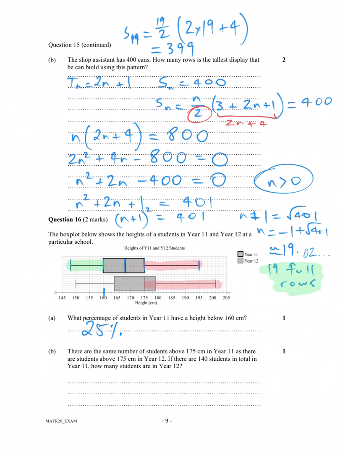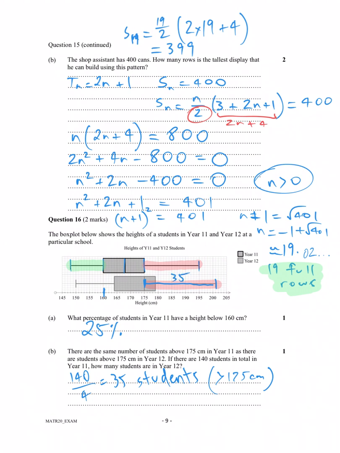If there are 140 students in total in year 11, how many are there in year 12? Well, what that means is that year 11 is going to be bigger than year 12. So there's 140 students in year 11, and a quarter of them are bigger than 175. So a quarter of 140 is 35 students. So that means there's 35 students in year 11 who are taller than 175 centimeters. And there's the same number of students who are that height or above in year 12. So that means there's 35 students in this part of my box and whisker plot.